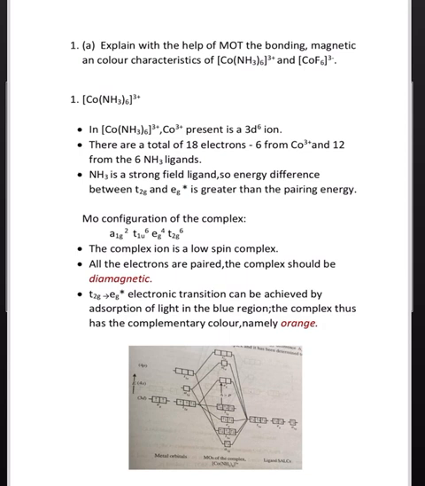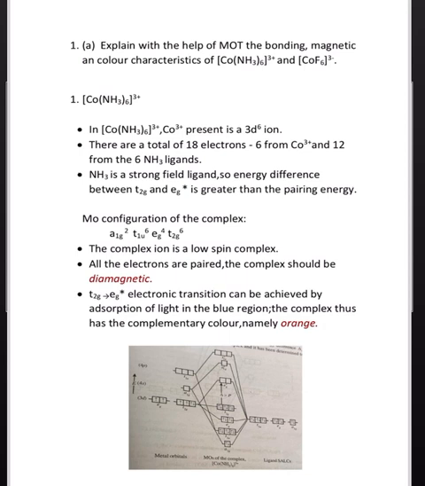In [Co(NH3)6]3+, Co3+ present is a 3d6 ion. There are a total of 18 electrons, 6 from Co3+ and 12 from the 6 NH3 ligands. NH3 is a strong field ligand, so the energy difference between t2g and eg* is greater than the pairing energy.